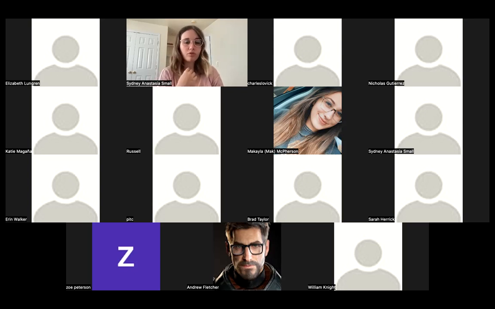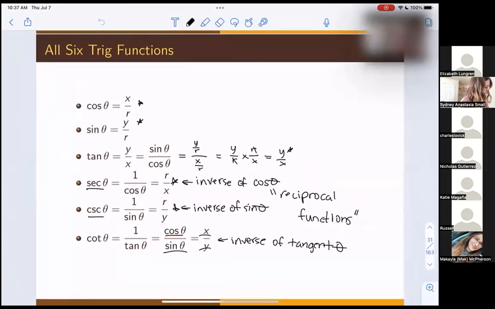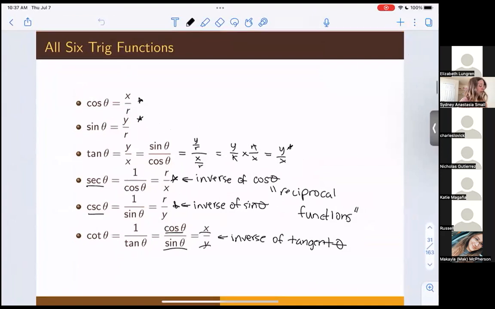Okay, then if there's no questions, we will hop right back into what we were doing yesterday, which was working with the 6 trig functions. So let me share the slideshow. Okay. So this is where we left off yesterday, I believe, which was defining all 6 trig functions.